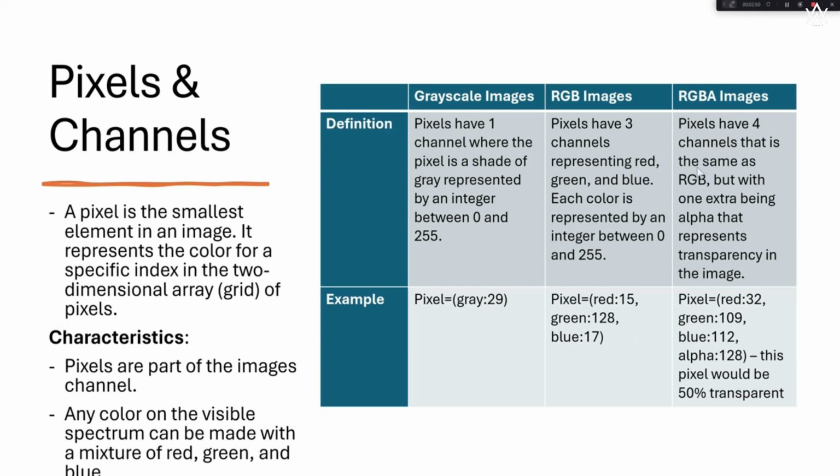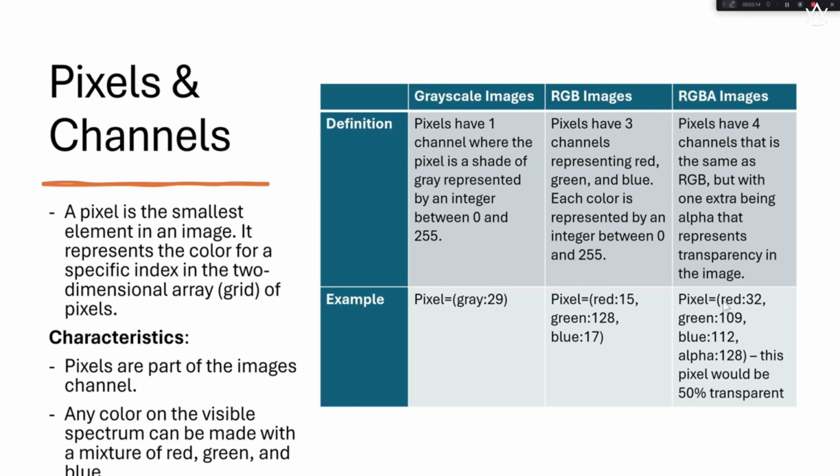So what is RGBA? That's red, green, blue, and alpha images. Pixels have four channels that is the same as red, green, blue, but with one extra being alpha. And that represents the transparency in the image. So the transparency of that pixel, meaning you can put pixels in front of that which have a larger or smaller transparency number.